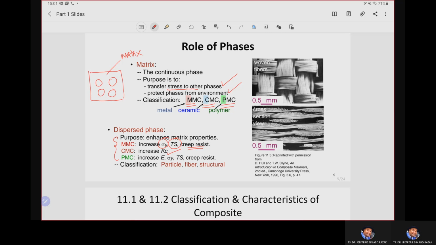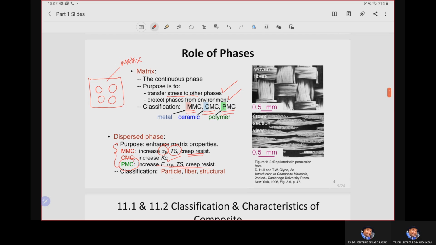So for the polymer matrix composite, the PMC here, we understand that the polymer has lower performance in terms of temperature or high heat environment. So by having the PMC here, we can enhance the modulus E, the yield strength, the tensile strength, and also the creep resistance, as well as the performance at higher temperature. All in all, the dispersed phase may be classified in terms of particles, fibers, and structural.